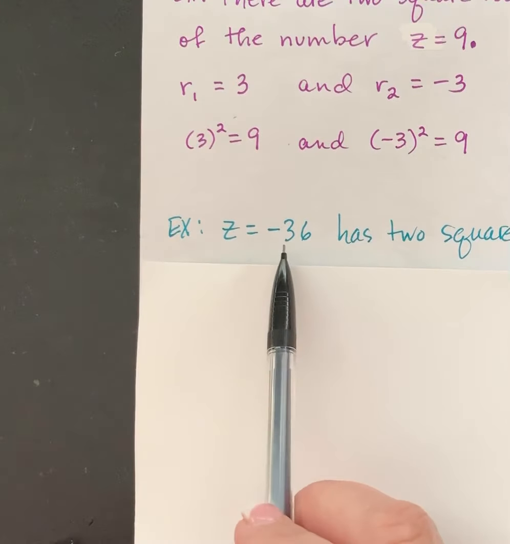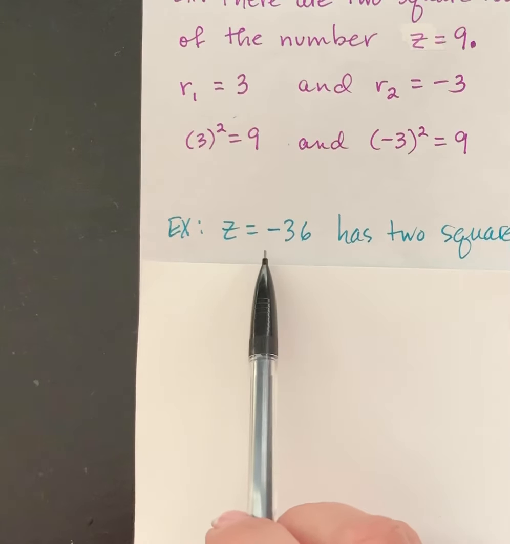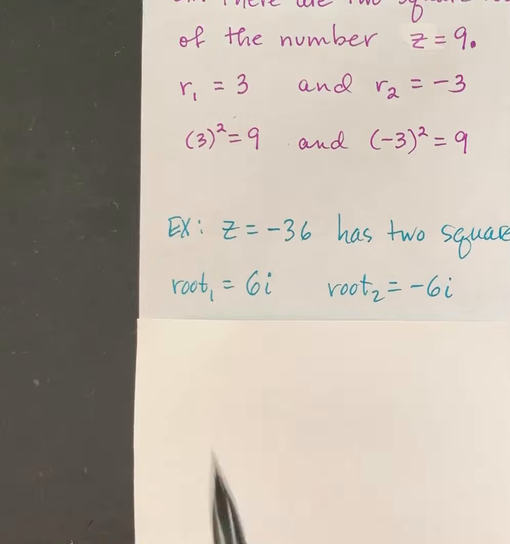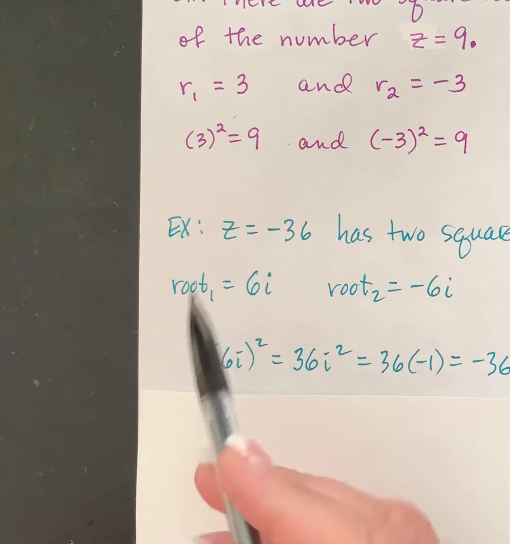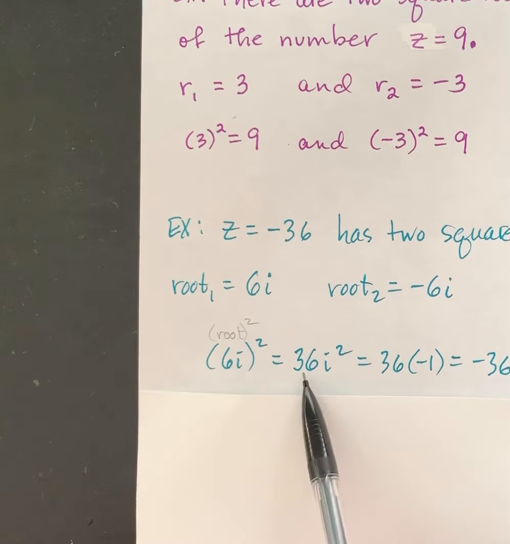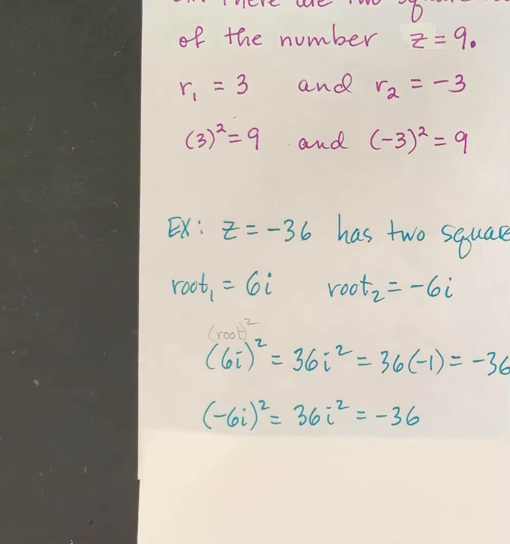Let's look at the real number z equals -36. It is both a real number and a complex number. It also has 2 square roots if you're willing to work with complex numbers. If you're just doing real numbers, then you say it has no real square roots. The first root would be 6i, and the second root would be -6i. And again, these are square roots because if you were to square either root, like 6i squared would be 36i squared, which would be 36 times -1, which would be -36. And if you take -6i and you square it, you get the same result.